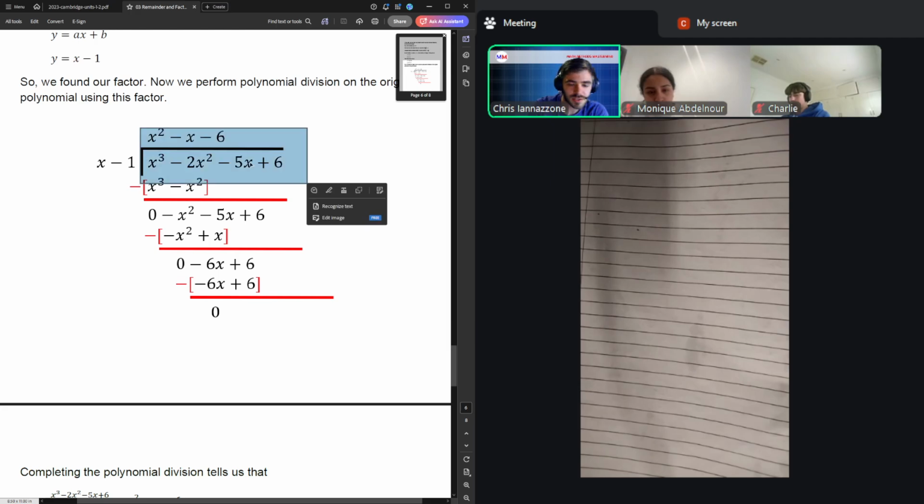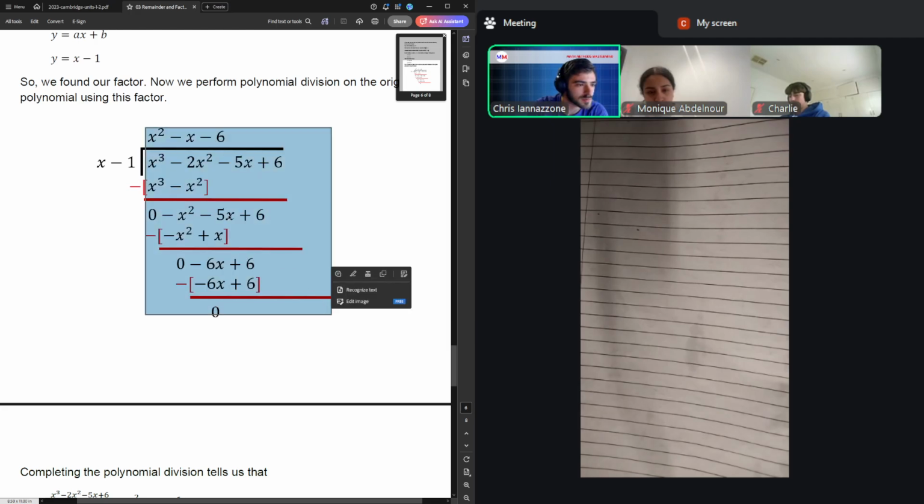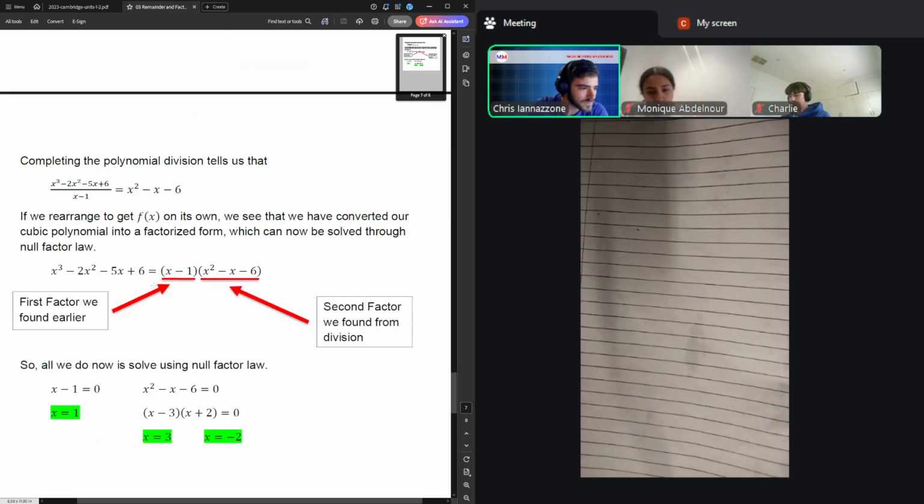The question might then ask you to solve, in which case you then go through the polynomial division process, and then null factor law. Lots of steps, which is why this is very rarely in an exam or a SAC. Might be in a SAC if it's a limited scope SAC. If it's only doing like 1 or 2 topics, then yeah, they could spend some time on this.